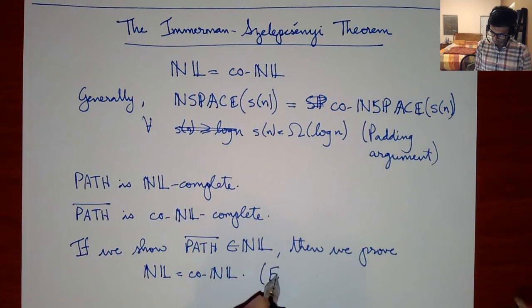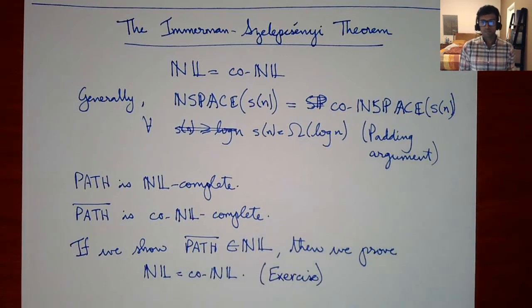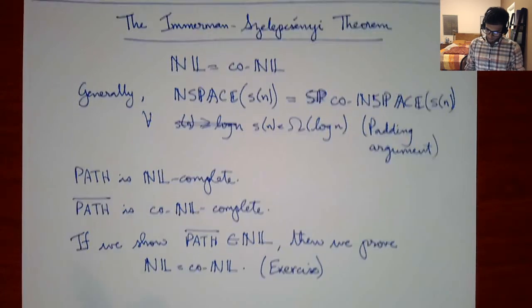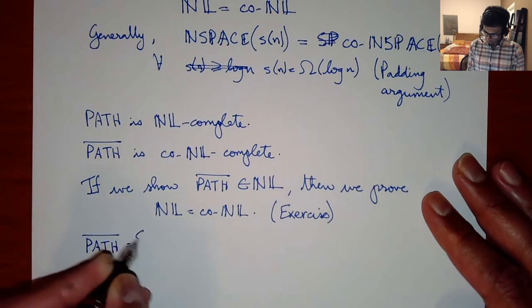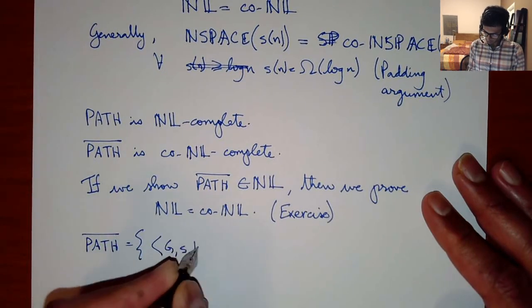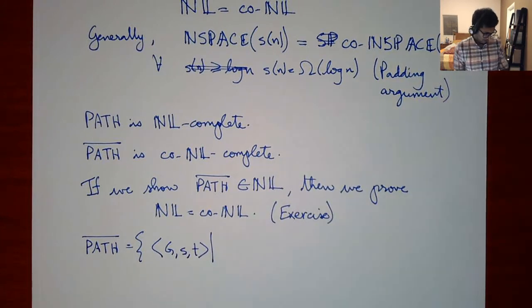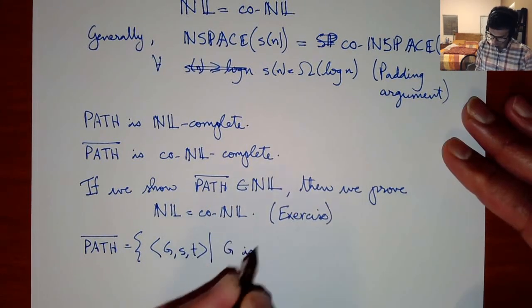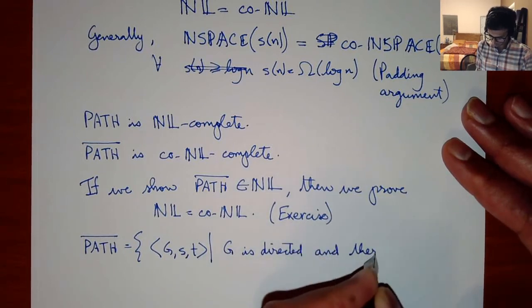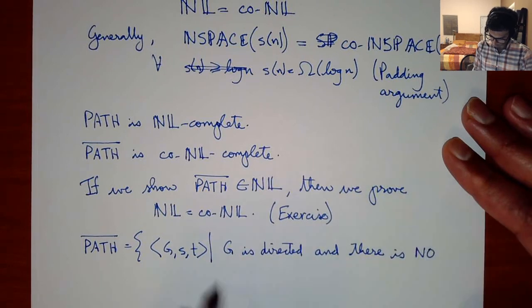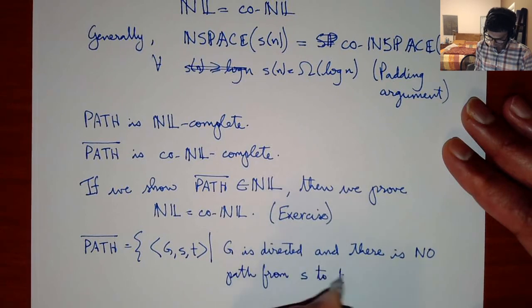Right? I'll leave this as an exercise. So show this statement: show that if path complement is in NL, then NL is equal to co-NL. Okay, so what is the complement of path? It's the encoding of a graph, a source, and a sink, such that G is directed and there is no path from S to T.